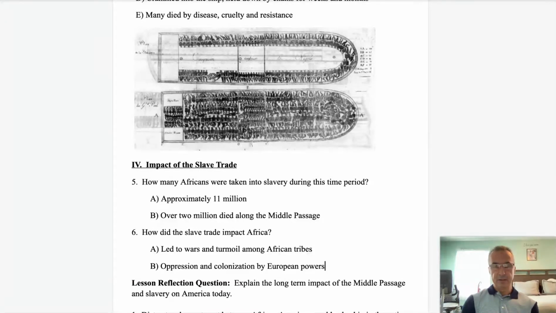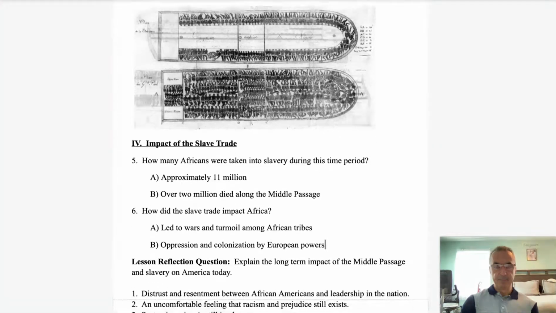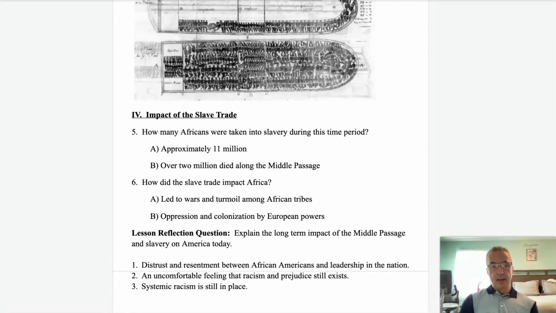Okay, and the lesson reflection for this particular section: explain the long-term impact of the Middle Passage and slavery on America. Obviously, distrust and resentment between African Americans and leadership in the country, an uncomfortable feeling of racism and prejudice that still exists, and systemic racism obviously is still something that is being addressed finally in contemporary society. Hundreds of years after this slave trade began, we're still dealing with issues of prejudice, racism, and other issues within society.